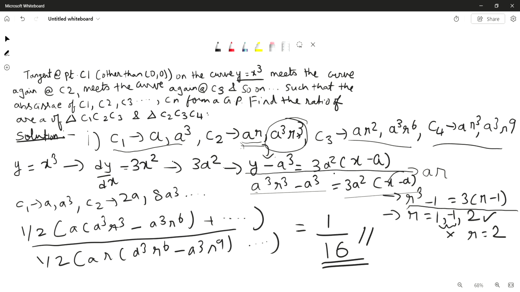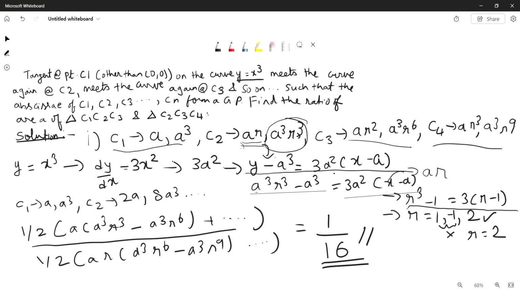So the calculation part is not important. What is basically important is the idea, the formulation behind the solution. The formulation is assuming the GP terms and finding the value of r. That is important. Otherwise, you cannot solve this question. Why? Because if you find the value of r, you will get the ratio finally.